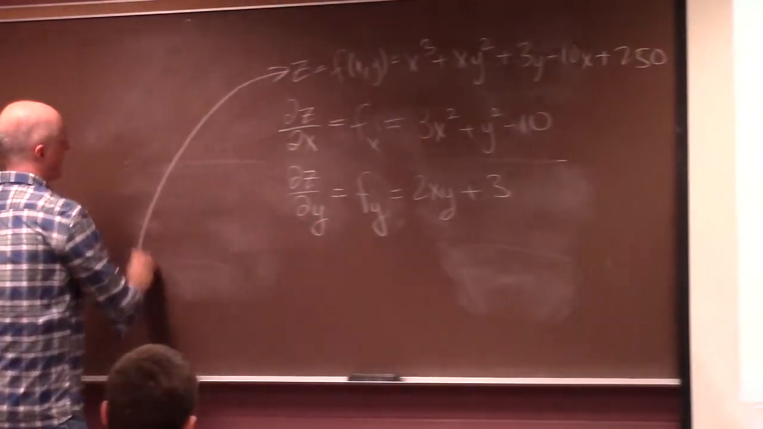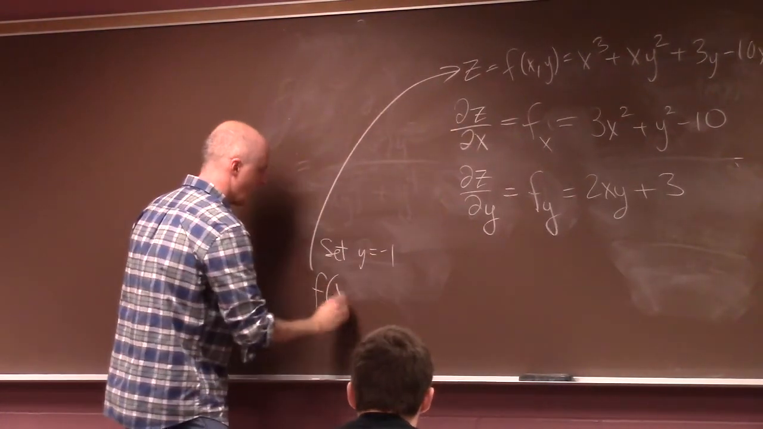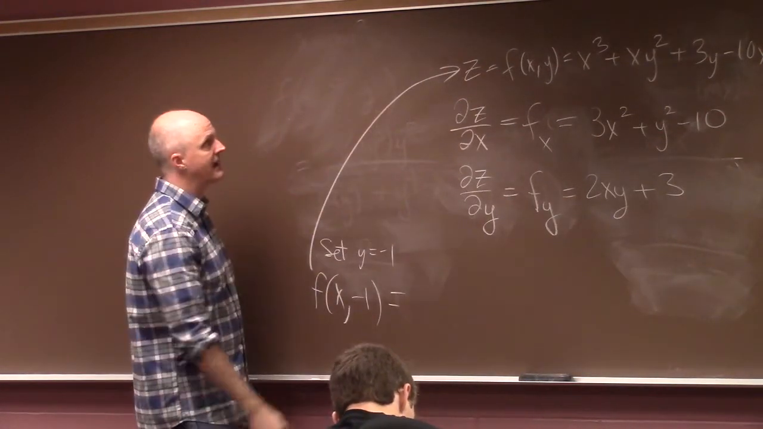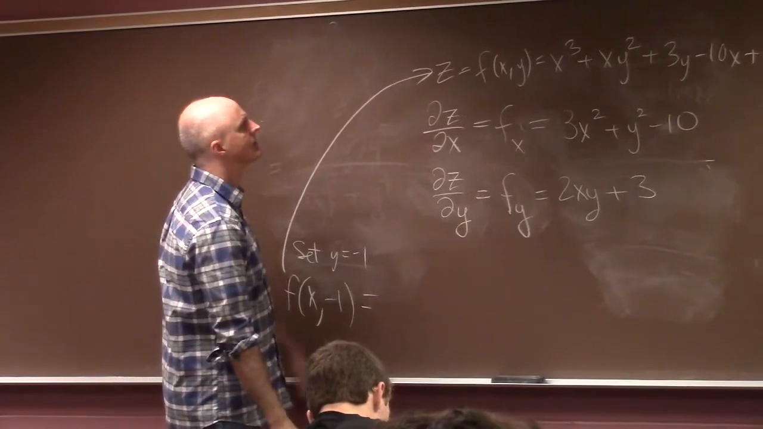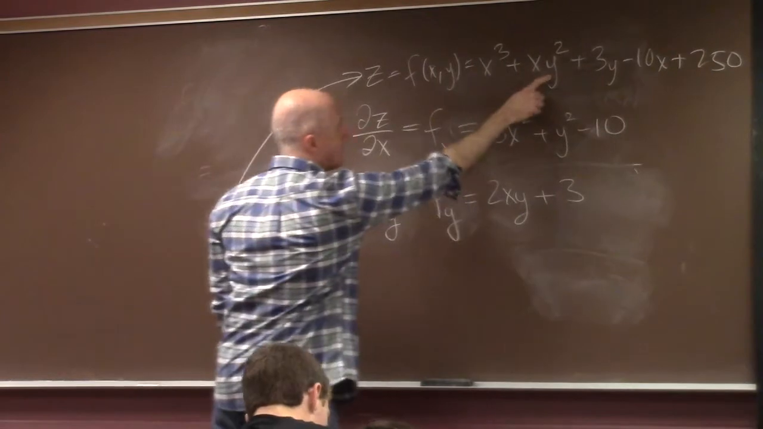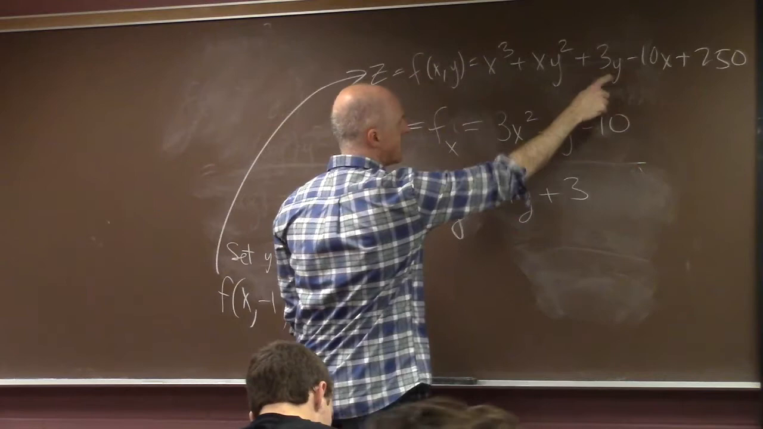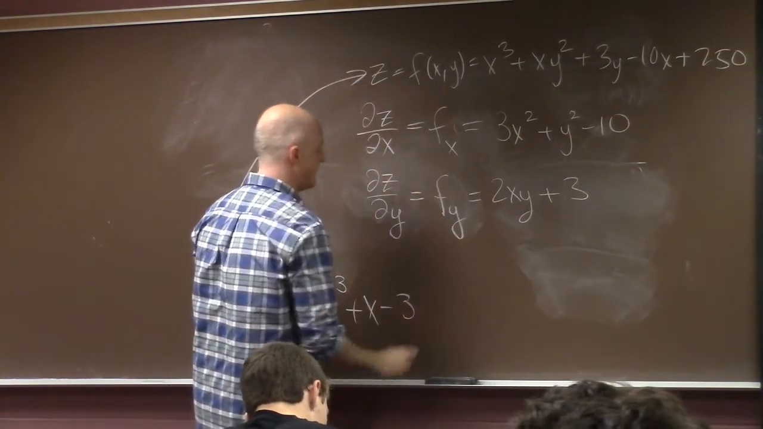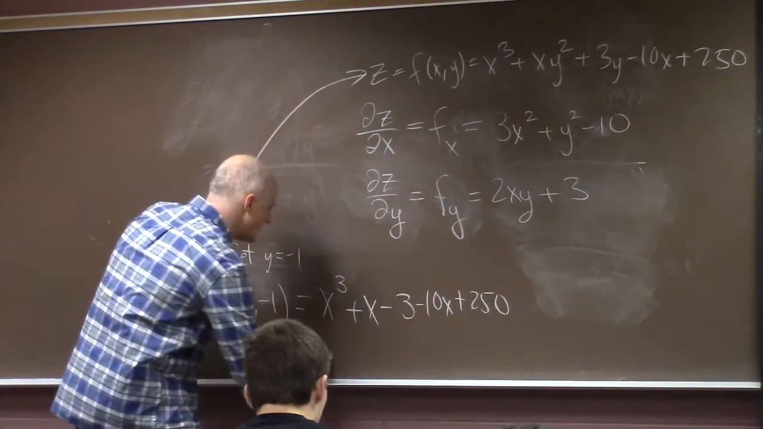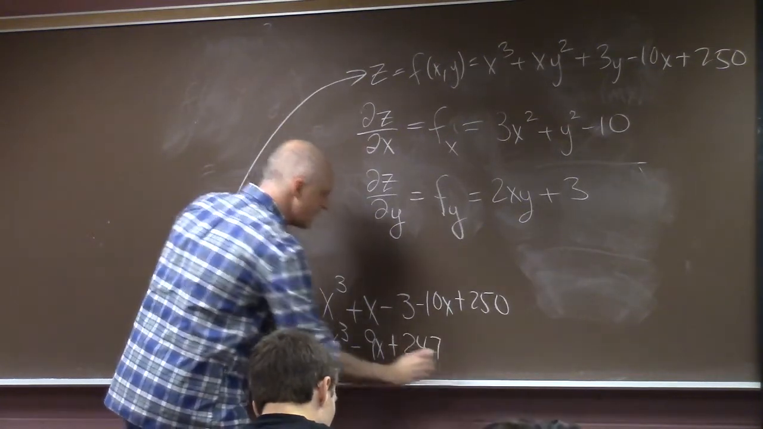Take the original function up there. When you set y equal to -1, what function of x do you get? Replace y with -1. Up there you're going to get x cubed. -1 squared is +1, so you get plus x. 3 times -1 is -3. You get -3 minus 10x plus 250, which simplifies to x cubed minus 9x plus 247.